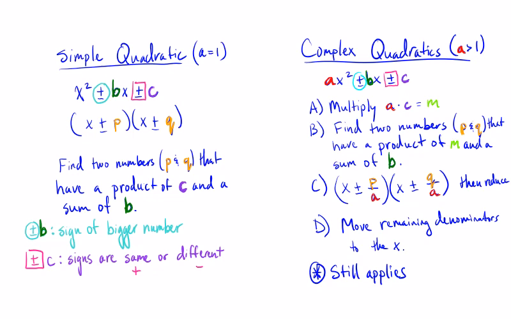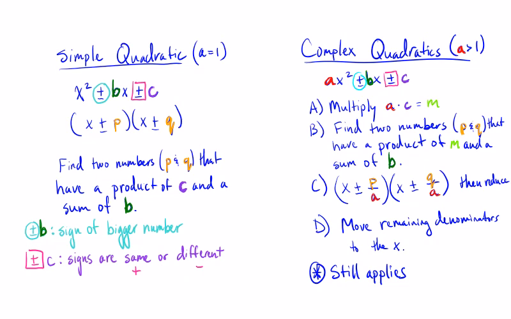And so basically, we found numbers that had a product of C and a sum of B, right? And we dealt with the signs. I have here kind of the sign rule here. So we're going to do a similar thing.